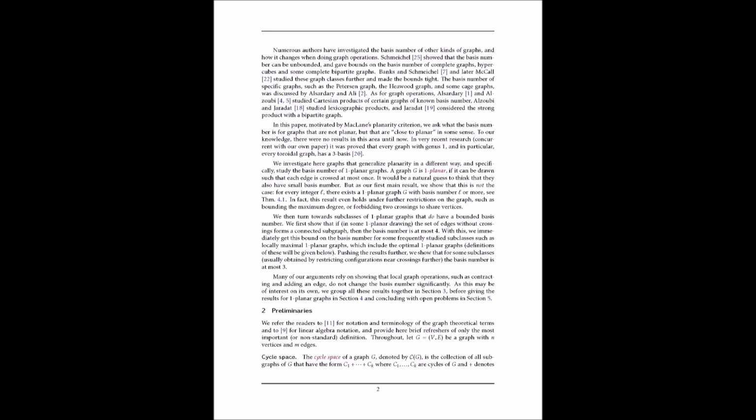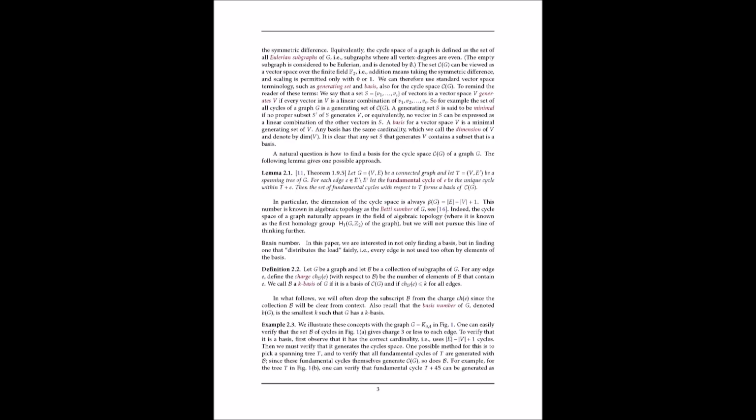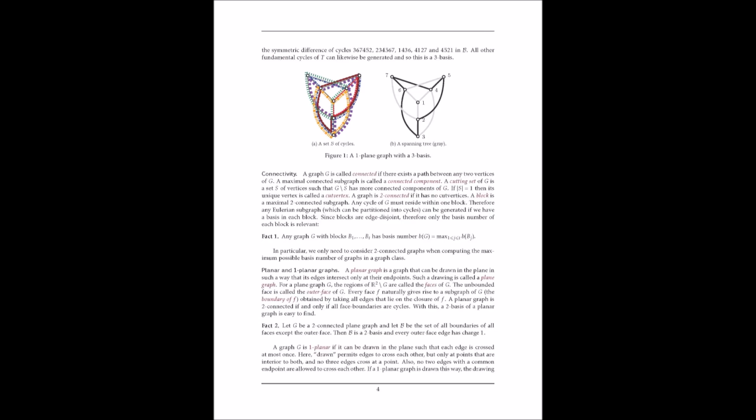Exactly. They actually leverage a previous result by Schmeichel, who demonstrated that for any integer, there exists a graph, let's call it G, with a basis number of at least that integer. Now, this graph G might not be one-planar initially, but the authors cleverly modify it. So what's the first step in this transformation process? How do they start taming this potentially wild graph G?